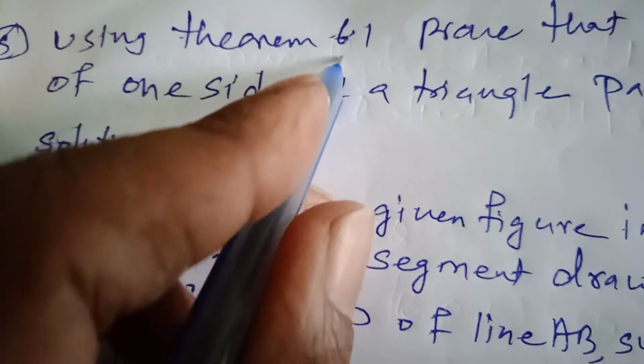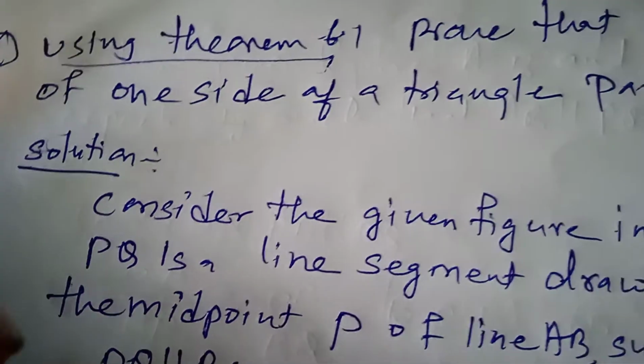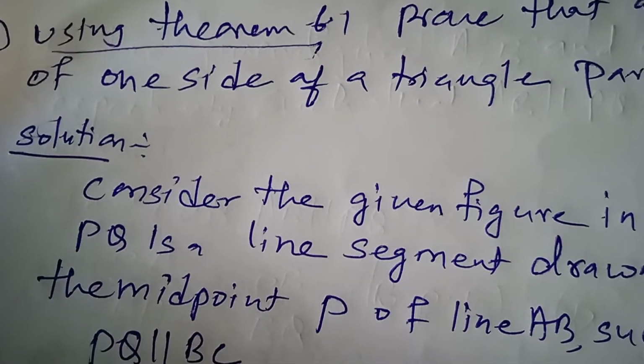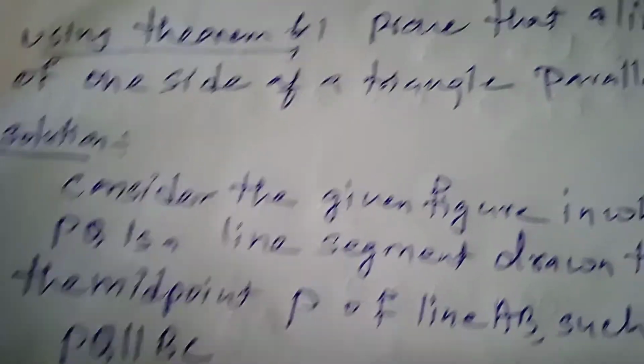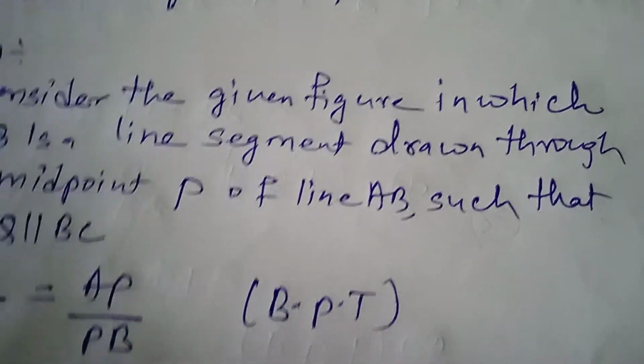Theorem 6.1 means the fundamental theorem, or Thales theorem, or basic proportionality theorem. Using the formula of this theorem we have to prove, and we have proved it. Let us see one more question.